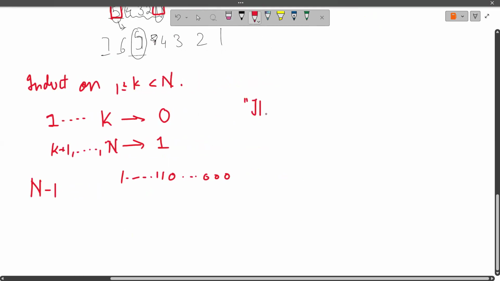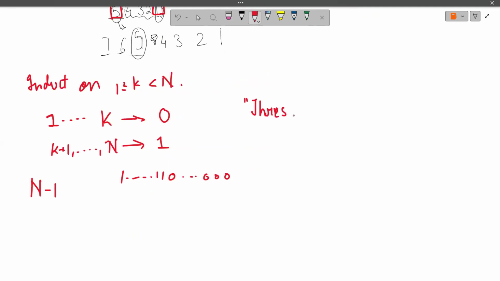Mandar, a question about your process. Is this for a particular value of k or for all values of k? We induct and show that this is true for all values of k. So you're inducting on n or k? K, right? You're inducting on k. Okay.